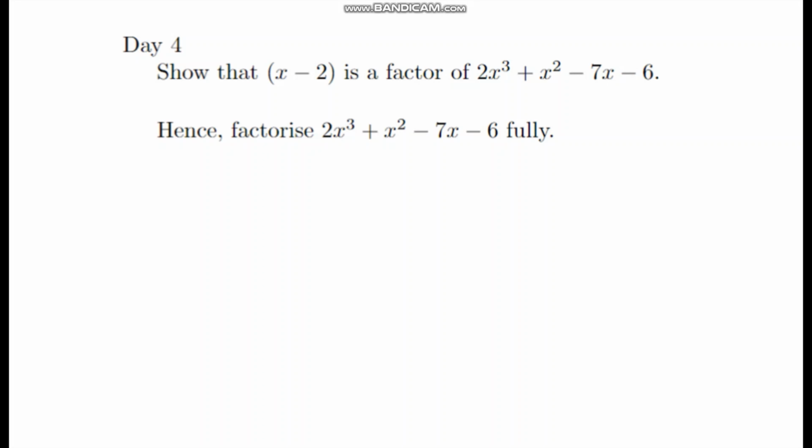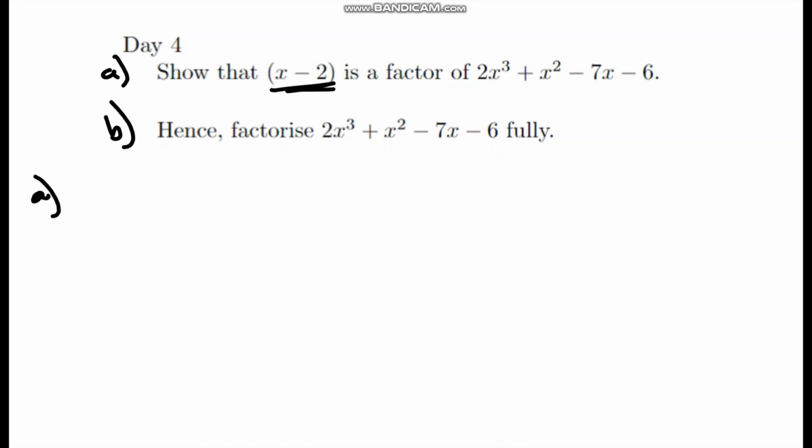So it's asking us to show that x subtract 2 is a factor of this polynomial. That's part A. And then on part B, it says hence factorise it fully. So let's start with part A.